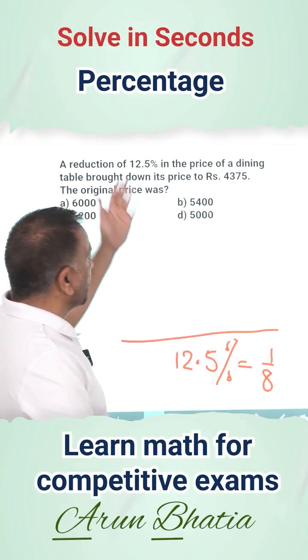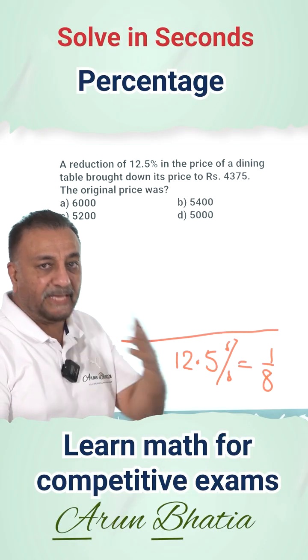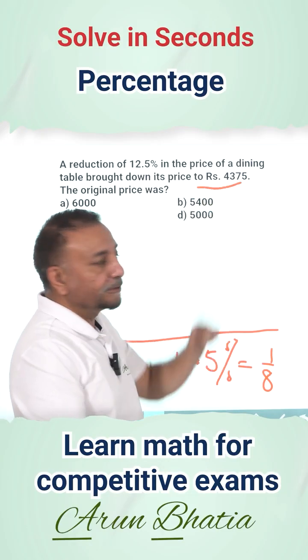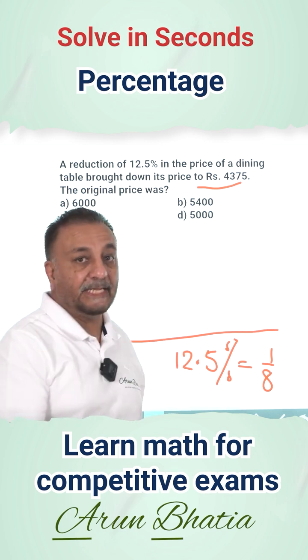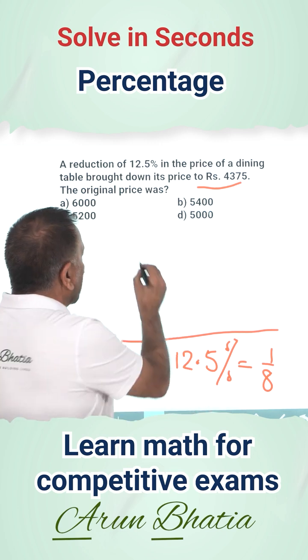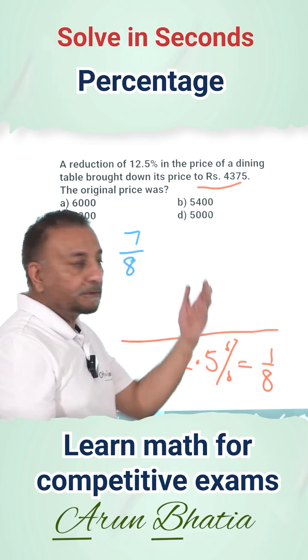Statement: the reduction of 12.5% of the price of dining table makes the new price this much. What is the original price? So that means the price is down by 1 by 8. Now you are left with 7 by 8 of the price.